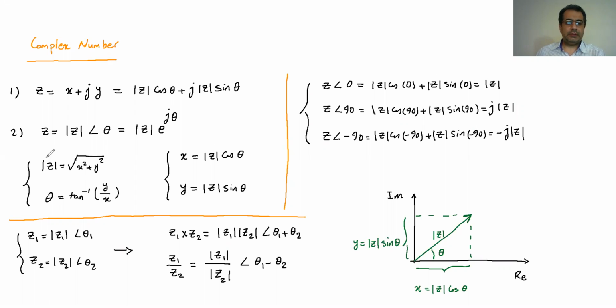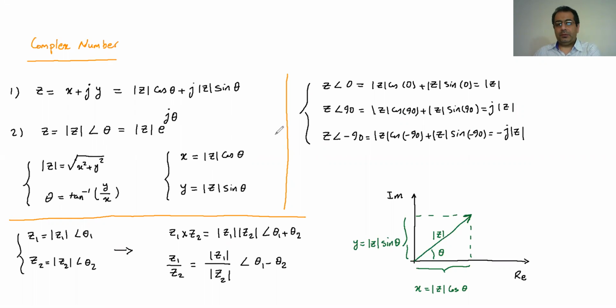And to convert them, we said that the magnitude of z is the square root of x squared plus y squared. And theta is the tangent inverse of y over x, or x is z cosine theta, or y is z sine theta. I expect you to remember them and work with them, because we use them a lot throughout this chapter and some part of the next chapter. These are very important things that we need to know.